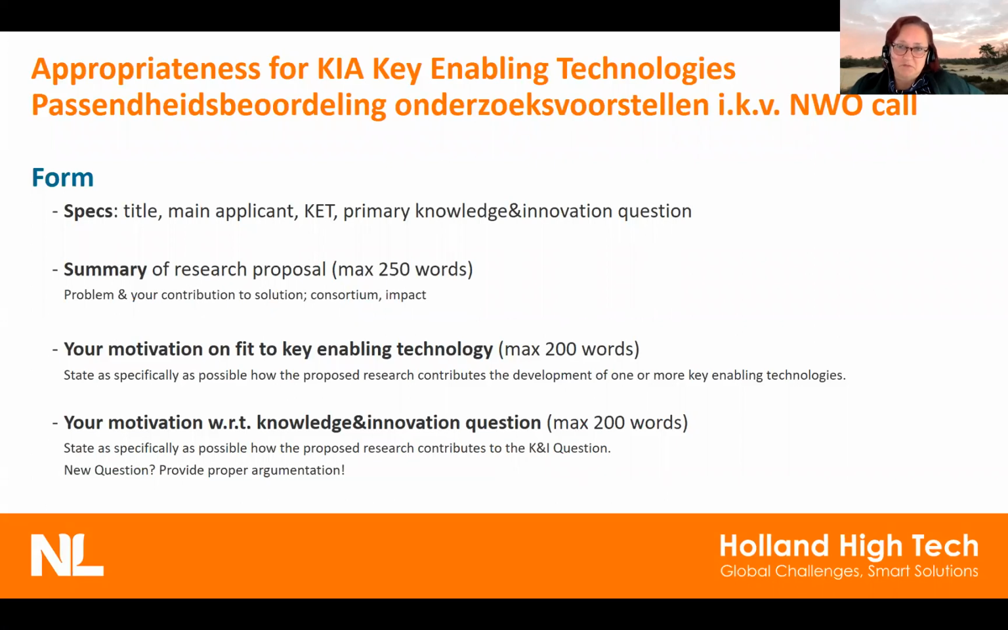The first, very naturally, is a summary of your research proposal. So what is the problem you will be addressing in your project proposal? And what is your contribution to the solution of this problem? Also describe your consortium and describe the impact that you envision your project proposal will have should it be successful. And I think the next speaker will give you more information on impact as well.